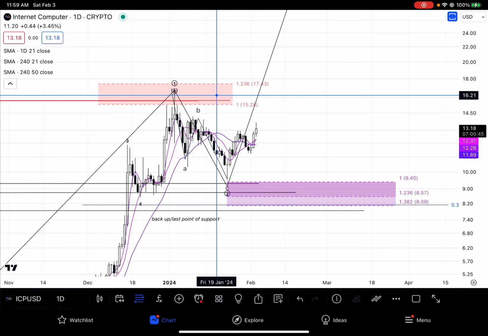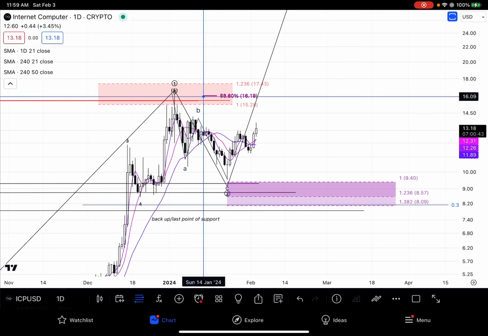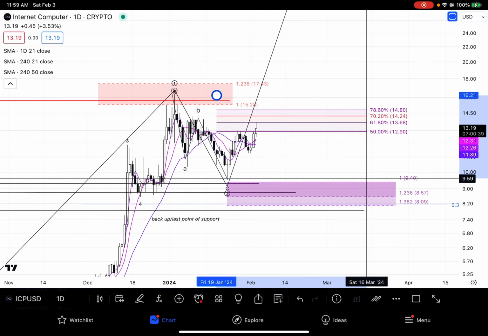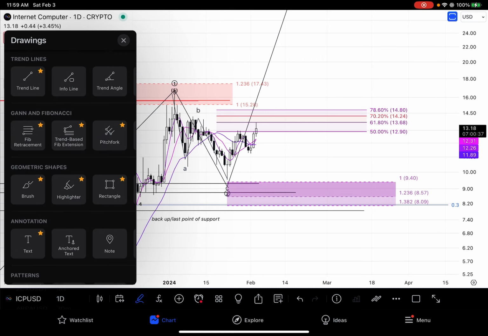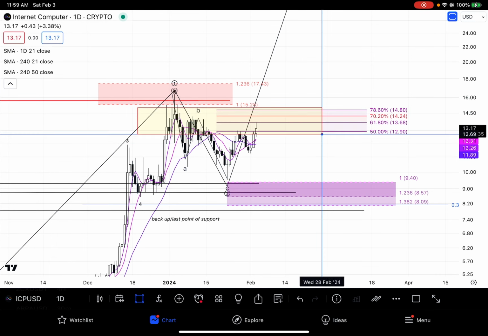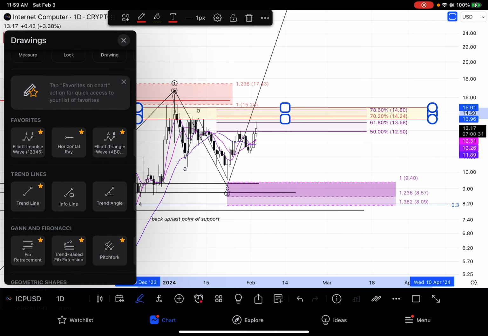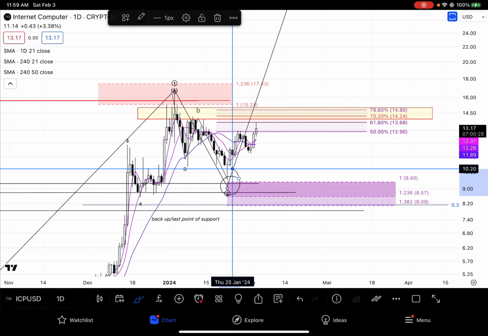However, we must be aware. If we take a fib from this high down to this low, you can see that we have hit the 61.8% fib. Bulls want to see a move back above the 786 and 702 so we can get confirmation of this being a bottom.